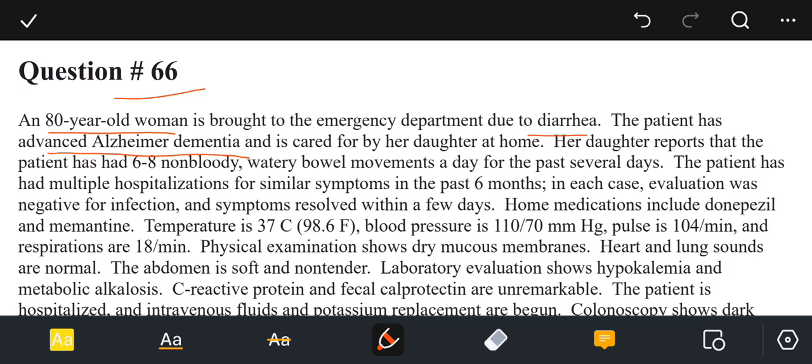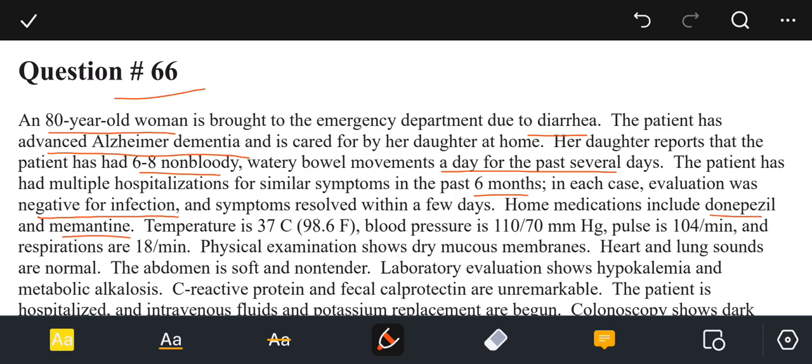Her daughter reports that the patient has had 6 to 8 non-bloody watery bowel movements a day for the past several days. The patient has had multiple hospitalizations for similar symptoms in the past 6 months. In each case, evaluation was negative for infection and symptoms resolved within a few days. Home medications include donepezil and memantine.